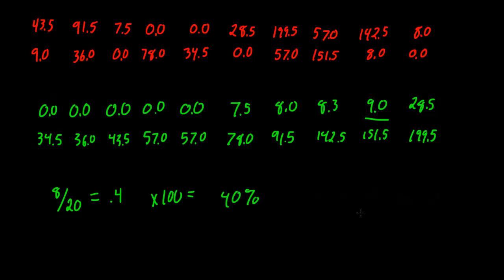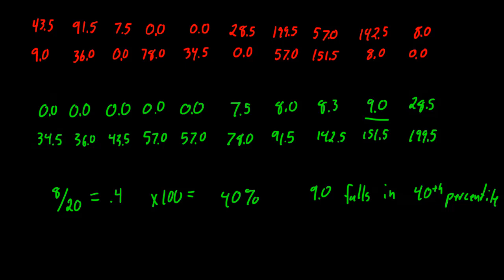So we can now say that 9.0 falls in the 40th percentile, because 40% of the data falls below that 9.0 mark.